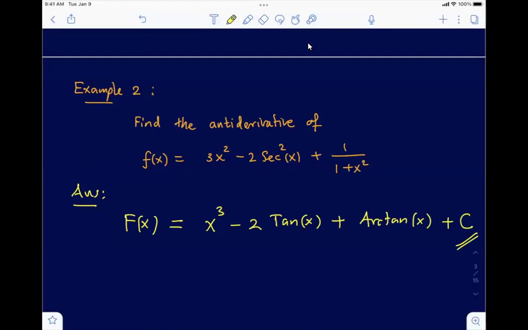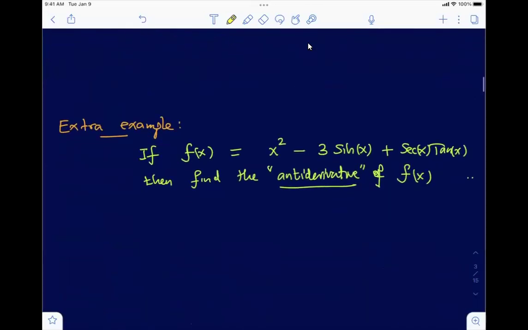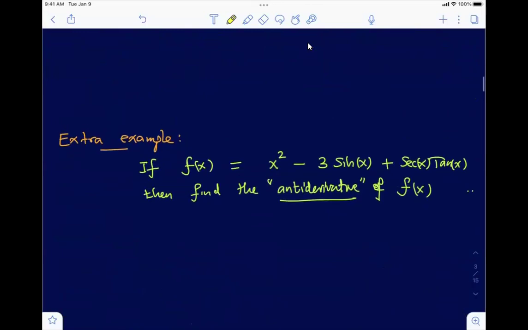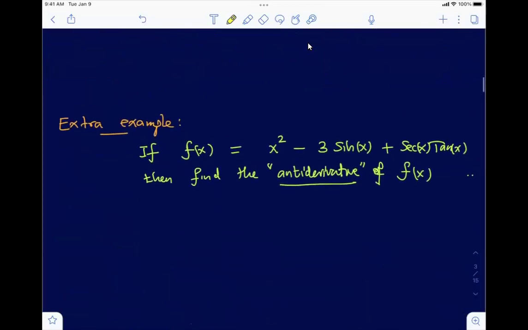Indefinite integrals, in other words, the antiderivatives. We will have formulas, but before getting to the formula level, you can see already you can compute most of this by the basic familiarity with the differentiation process. All right, extra example. Now here, let's consider this situation.